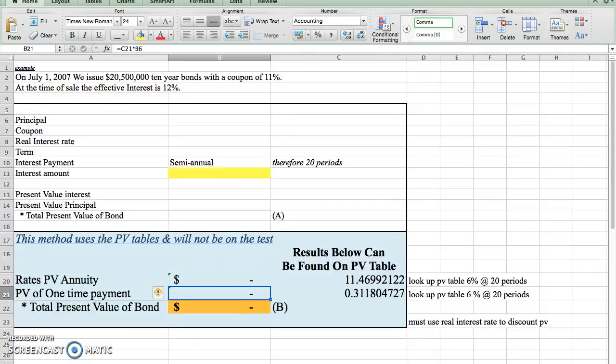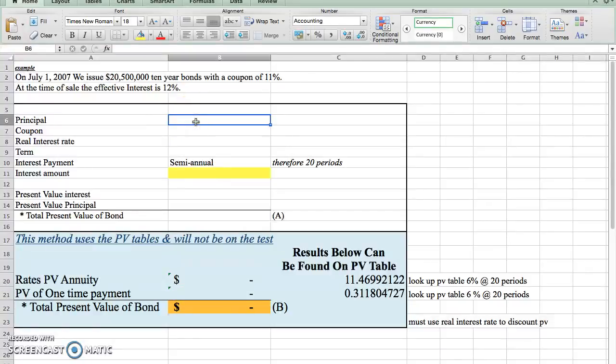So for example here, on July 21st, 2007, we issued 20,500,000 of 10-year bonds with a coupon of 11%. At the time of the sale, the effective interest rate is 12%, which is also known as the market rate. So the market is paying more than we are offering in issuing our bond at 11. So this is therefore going to be a discount bond. So I expect my answer to come out less than 20,500,000. Not by a lot, because it's only 1 basis point. The interest is being paid semi-annually, and I'm going to go ahead and make this calculation.